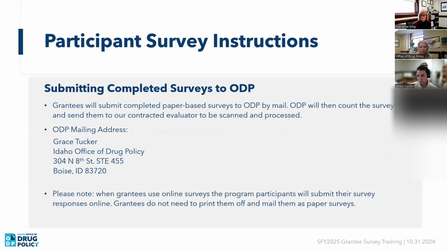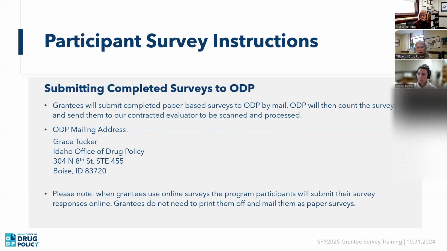Okay. So participant survey instructions, continuing. Once parental consent is obtained and the program participants are surveyed, the completed paper-based surveys will be sent to ODP by mail. You can also drop them off at our office in person if you want, but for the majority of our grantees, the most convenient way to get them to us is by mail. ODP's mailing address is 304 North 8th Street, Suite 455 in Boise, Idaho, 83720. We have 2 zip codes. You can do 83720 or 83702. This mailing address is also listed in the program survey administration instructions.